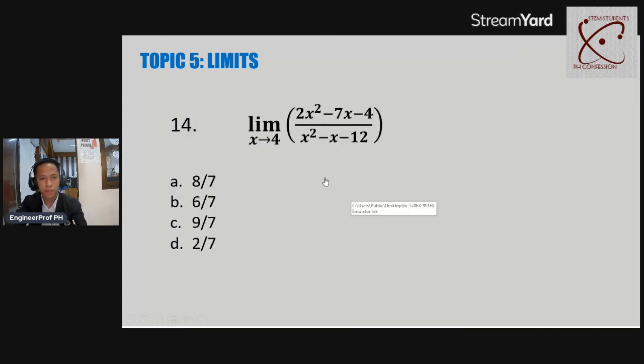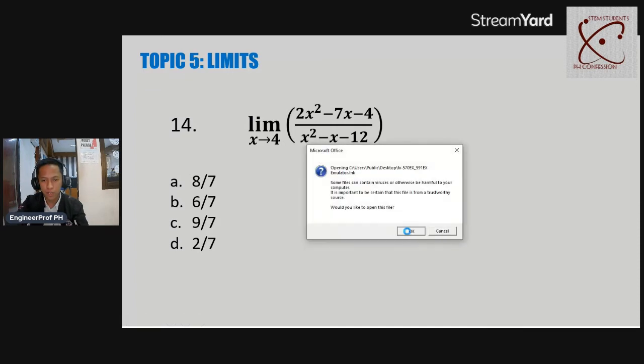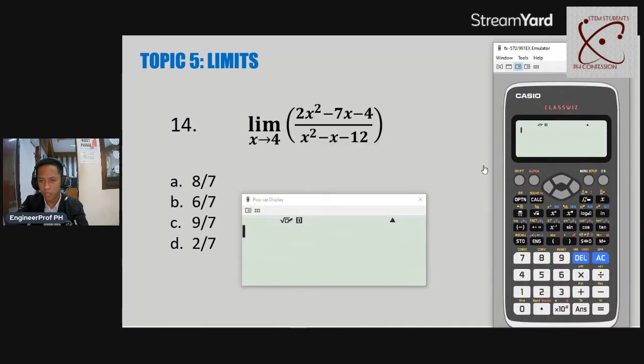So, number 14. Problem number 14. Open the calculator again, then input natin. So, the limit as x approaches 4 of the function 2x squared minus 7x minus 4 all over x squared minus x minus 12.